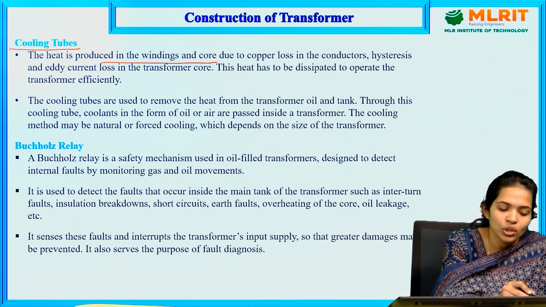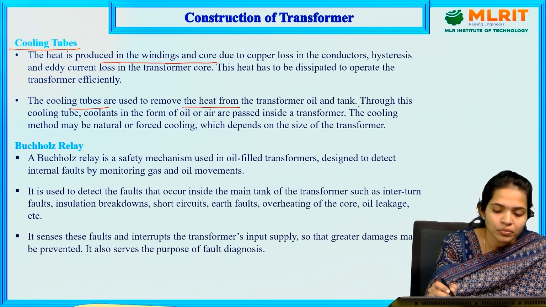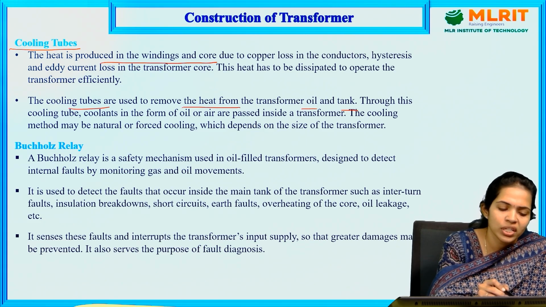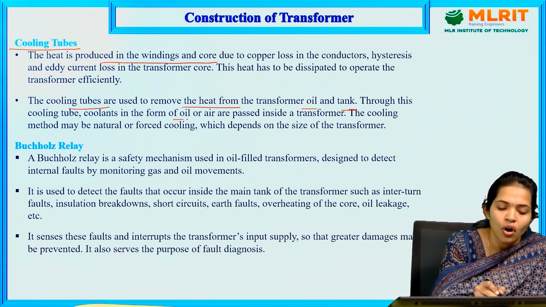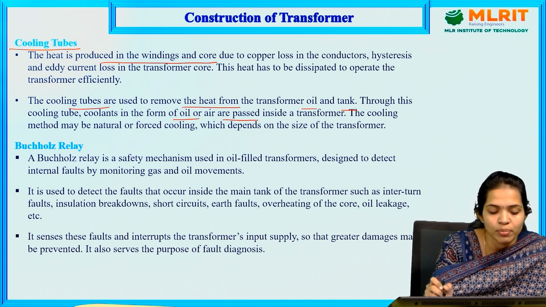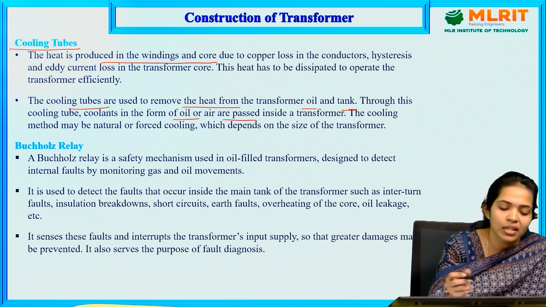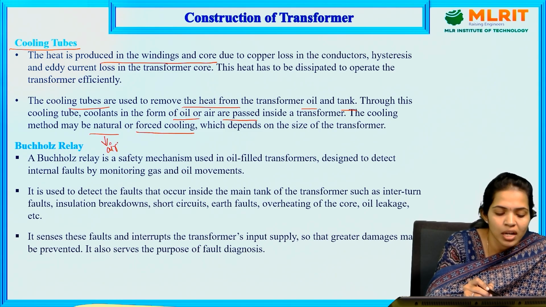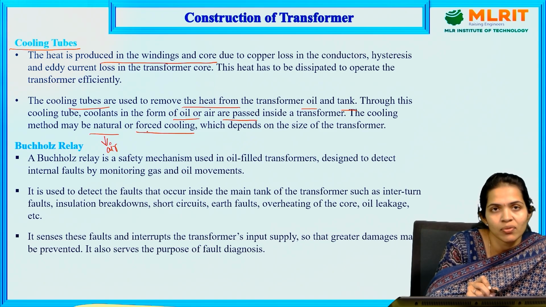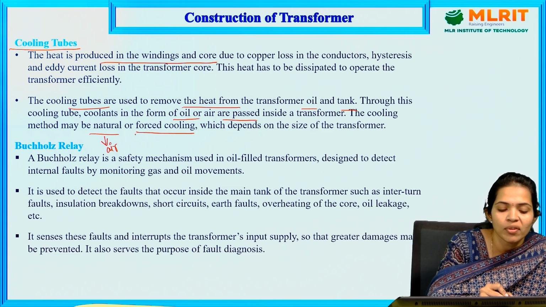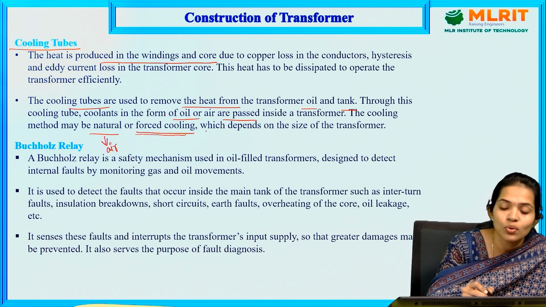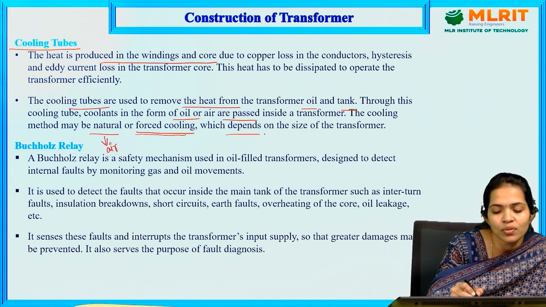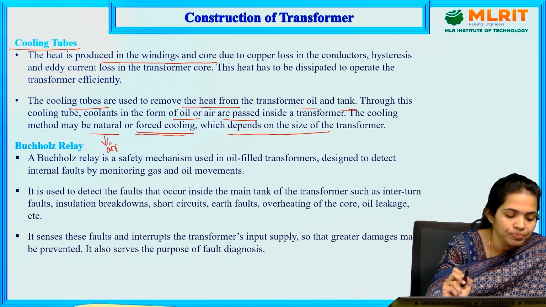So cooling tubes remove the heat from the transformer oil and the tank. Through these cooling tubes, the coolants may be in the form of oil or air which is passed into the transformer. There are two types of cooling techniques: natural cooling and forced cooling. Natural cooling is from the air from the external environment, and forced cooling is done with the help of oil or the external fans which are situated in the form of radiators on the main tank. This cooling capacity will again depend on the size or the rating of the transformer.